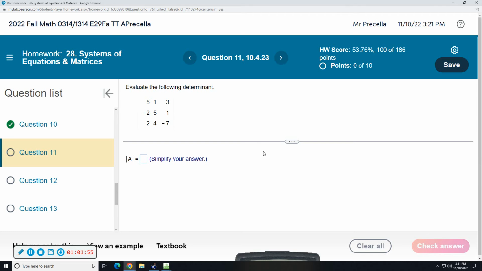Okay, number 11. Unfortunately, not as easy as the little 2 by 2. There's a lot more multiplying. Oh, it's still not bad. Yeah, it's not hard. It's a little tedious doing it by hand. But it's a little tedious entering it into a TI calculator. I was thinking the same thing, Tony.